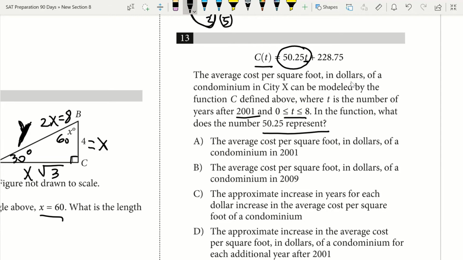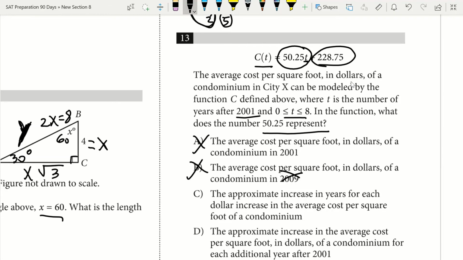No, it's not the average cost because we have to add in this 228, so we can get rid of A. B, the average cost per square foot in dollars of a condominium in 2009. No, we would have to plug in the 8 with the T there. Okay, so that 50.25 would have to get multiplied by that 8 since it's 8 years after 2001, and then we'd have to add 228 to get that.